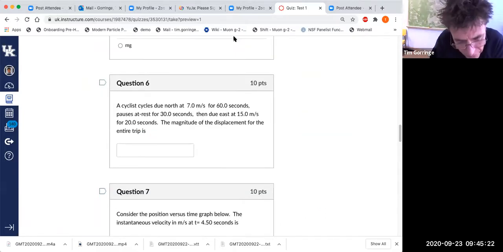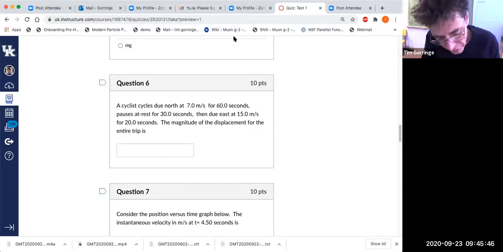In problem number 6, we're told that a cyclist travels north at 7 meters per second for 60 seconds. Then, after pausing, travels east for 20 seconds at 15 meters per second. And we got to figure out the magnitude of the displacement for the entire trip. So let's see if we can do that. First thing I want to do is picture the trip on a little diagram.